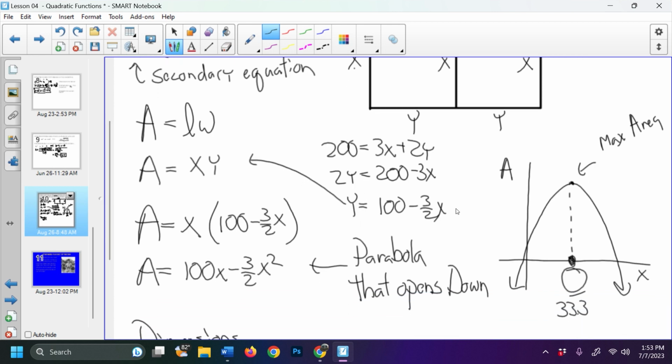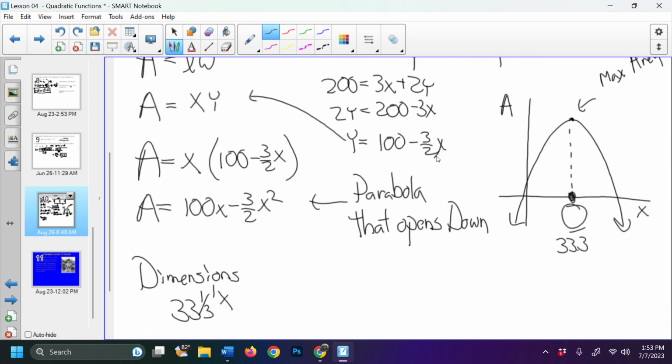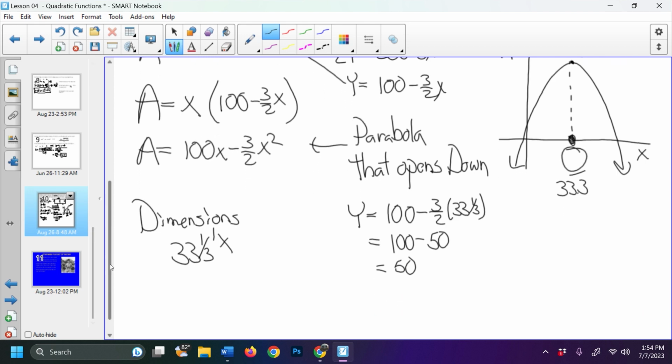I have a formula that we made for the y value. So what we'll do is we'll plug that 33 1/3 in for x. And so I'll go y equals 100 minus 3 divided by 2 times 33 1/3. Well, 33 1/3 times 3 over 2 will end up being 50, and you can check that if you want. And then 100 minus 50 is 50. And so my dimensions will be 33 1/3 feet by 50 feet.